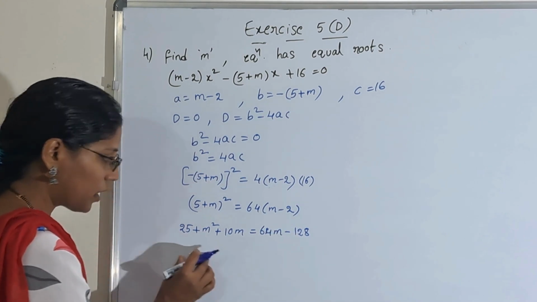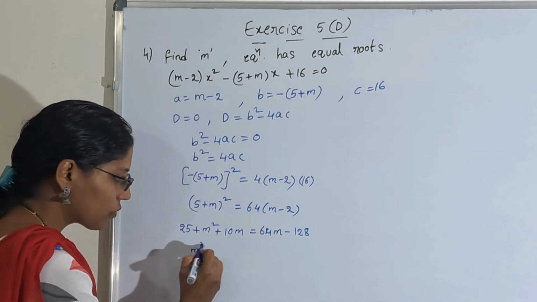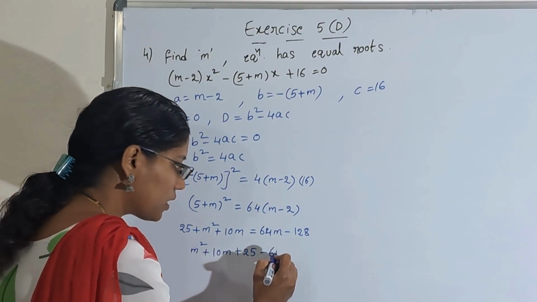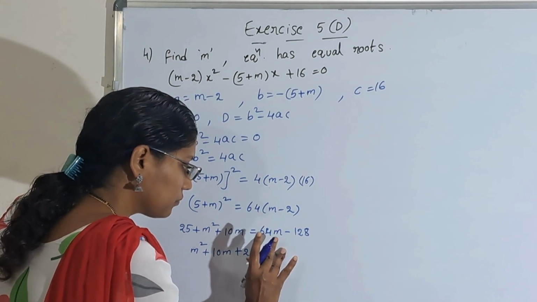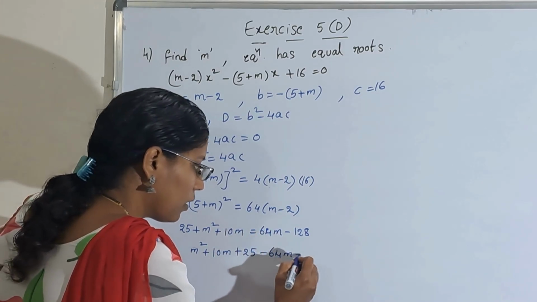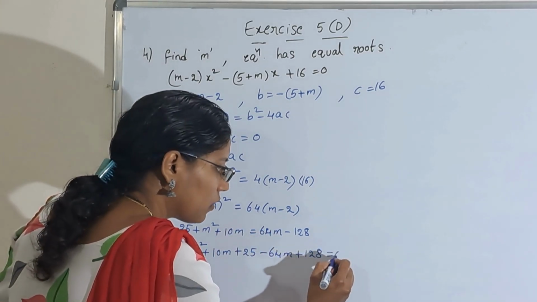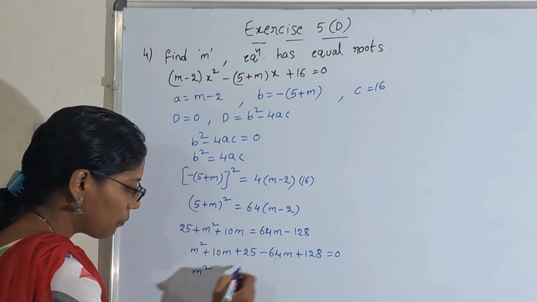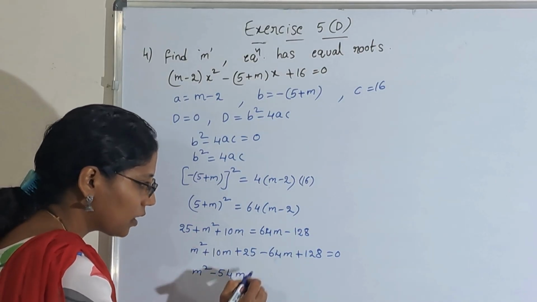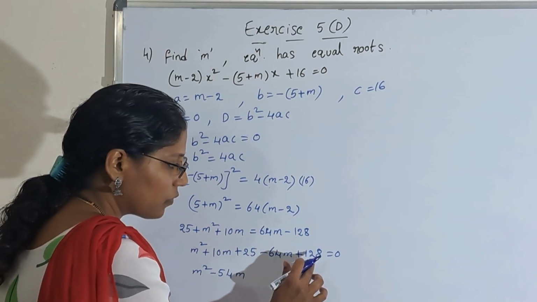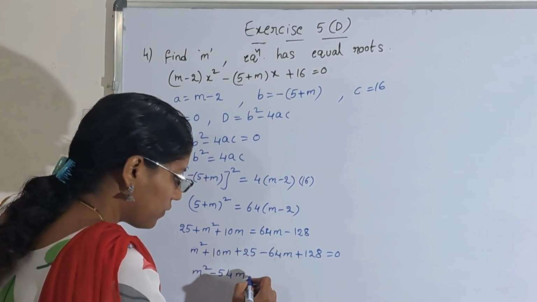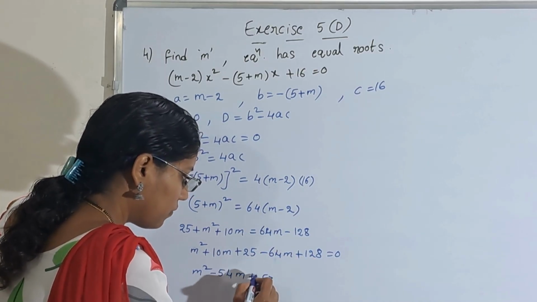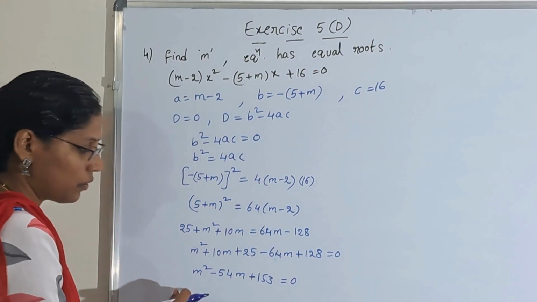These two terms also we have to shift to the left side. m square + 10m + 25 - 64m + 128 = 0. Here the m square term, plus the m terms: here -54m. Here 25 + 128, 153, equal to 0.